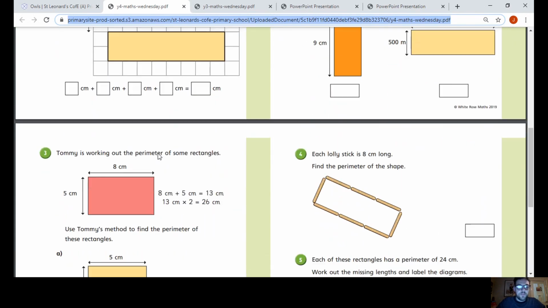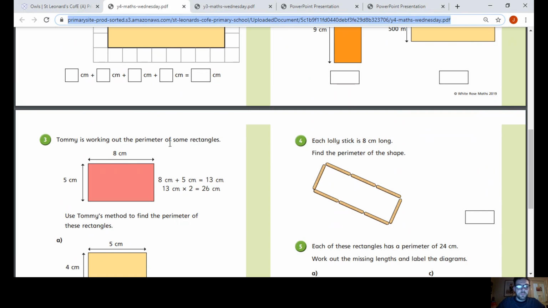Next one, type of question. We've got Tommy's working out the perimeter of some rectangles. So what Tommy's done, he knows, using his knowledge of rectangles, that the opposite sides are the same. So if this one is 8 centimeters, he knows that this one is 8 centimeters. If he knows this side is 5 centimeters, he knows this side is 5 centimeters. So what Tommy's done, he's gone 8 and 5, which is 13. Now, because we want 2 of those sides and 2 of that side, we can just times it by 2 and it gets to 26.